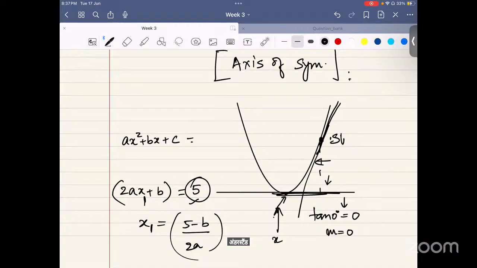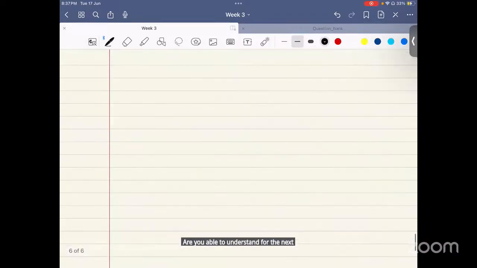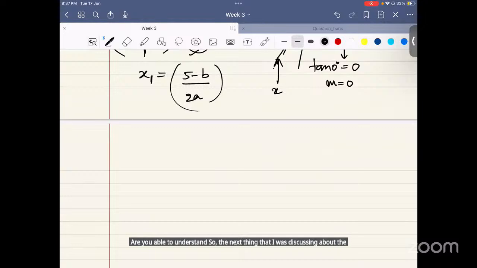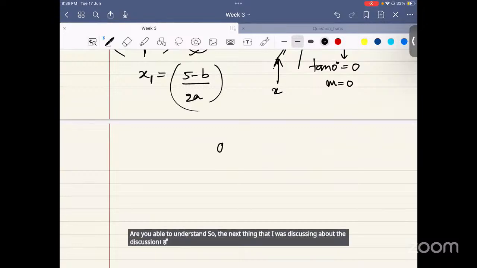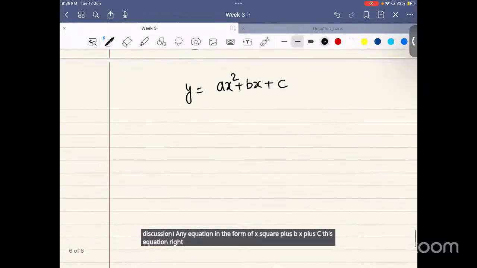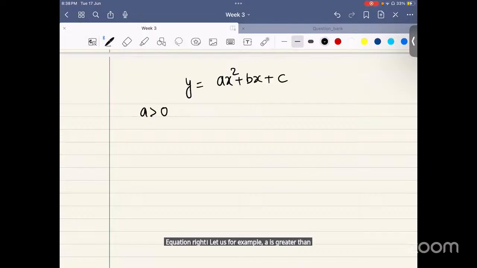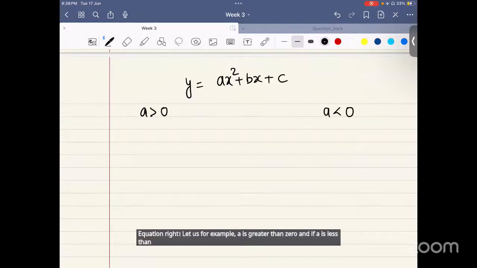Okay. So the next thing I'm about to discuss is any equation in the form of ax square plus bx plus c. This is the equation, right? Let's say a is greater than 0, and if a is less than 0, what do you think? How should I plot the equation? In which of the two?